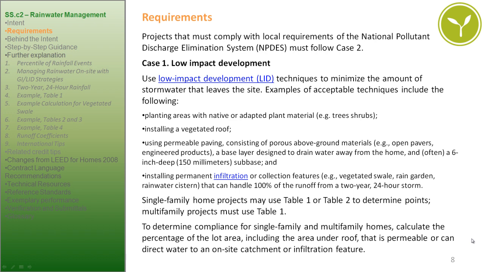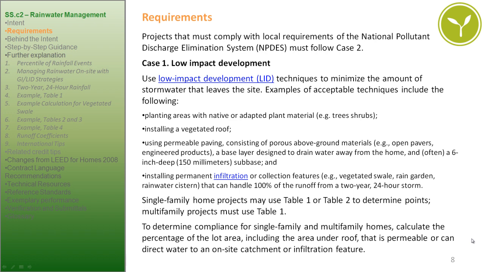3. Using permeable paving consisting of porous above-ground materials, for example open pavers and engineered products, with a base layer designed to drain water away from the home, and often a 6-inch deep (150 millimeters) sub-base. And installing permanent infiltration or collection features, for example a vegetated swale, rain garden, and drain water cistern that can handle 100% of the runoff from a 2-year 24-hour storm.